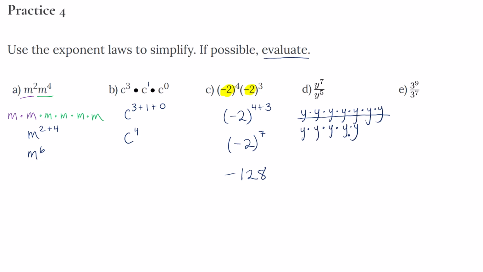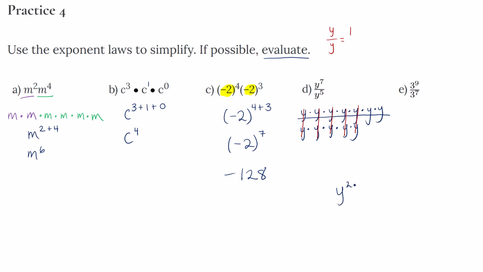To simplify this, we need to recall that anything divided by itself is 1. So if we have y divided by y, it's going to come out to 1. So when I simplify this, we know that y divided by y is going to become 1. So I can cancel them out. Same with these ones, same with these ones. And what you'll see we have left is just y to the power of 2.